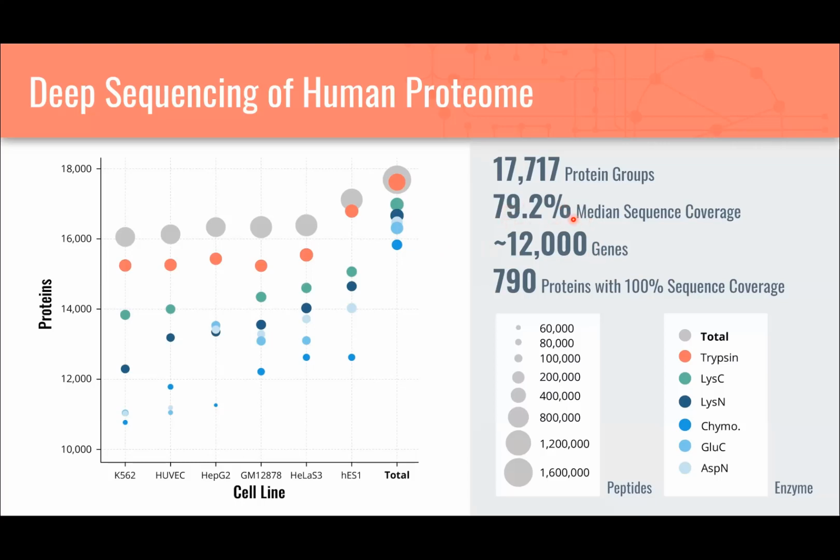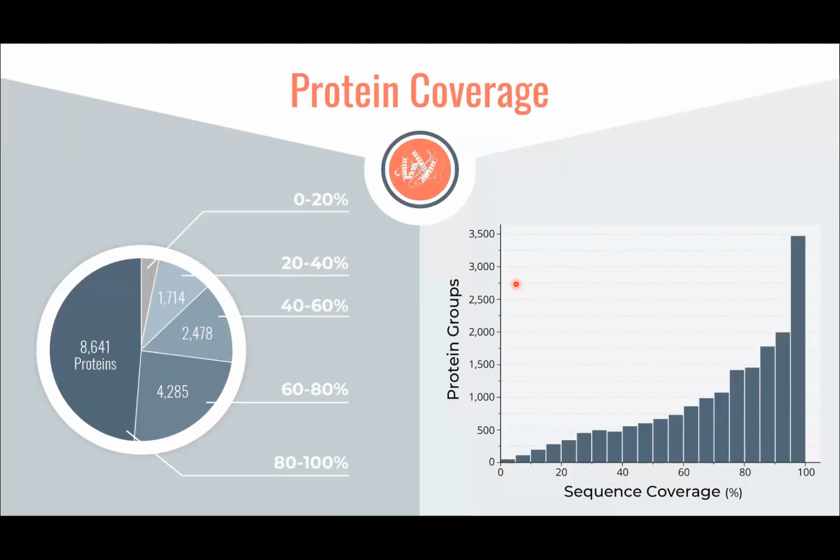So in total, we have about 18,000 protein groups representing about 12,000 genes. And about 800 of our proteins have 100% sequence coverage. So now we have a pretty unique proteome data set that we can ask fundamental questions about what's going on in the proteome and what are some basic processes that happen. Can we assess these? This is a diagram, again, to showcase the different coverage we have. And you can see most of the proteins have very high coverage, and then it trails off.